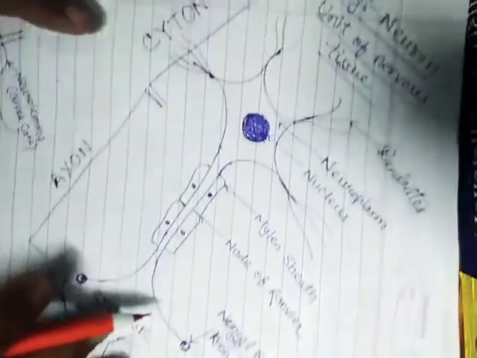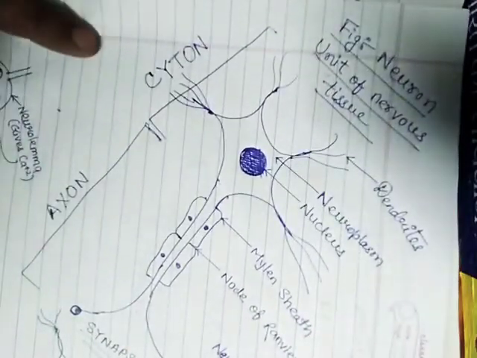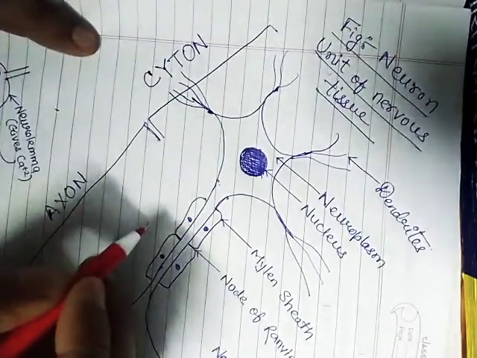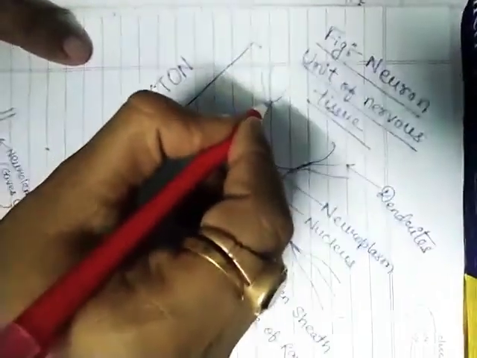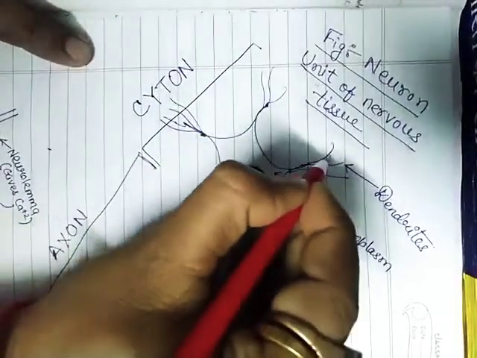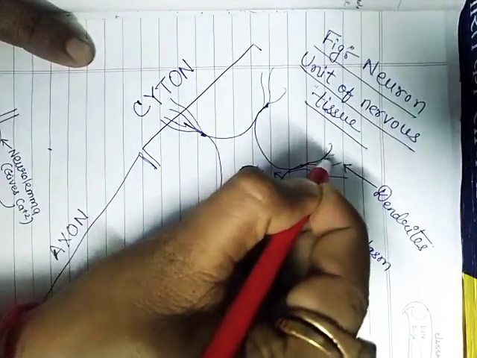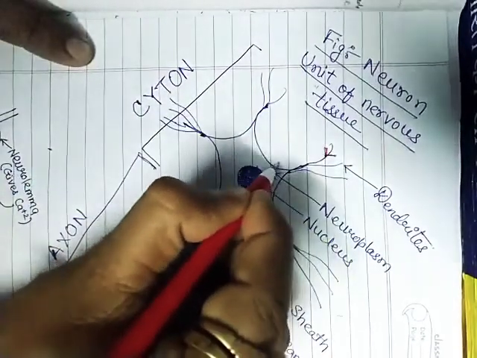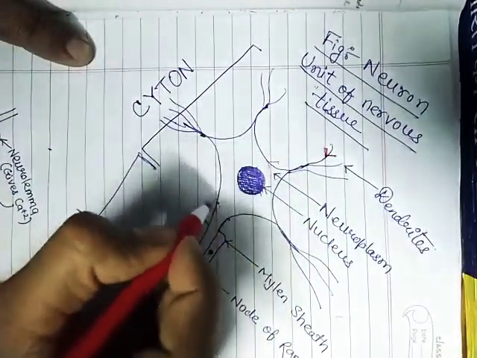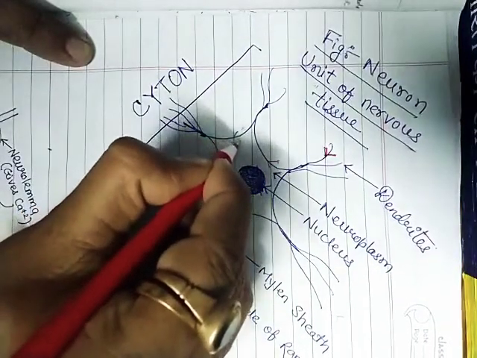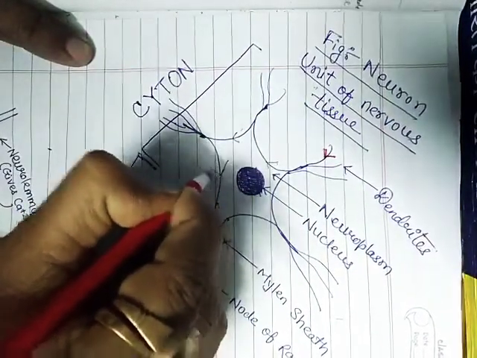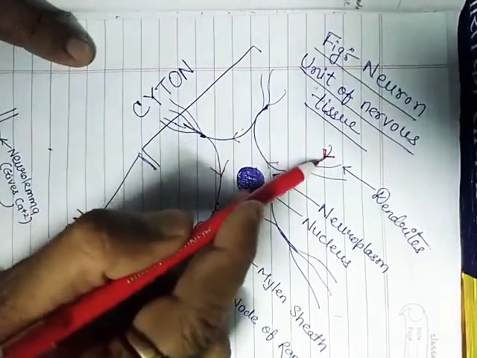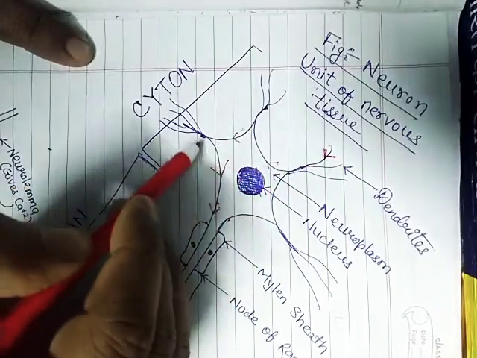Okay, now we will see how messages pass or travel in a neuron. The neuron receives messages from dendrites. Here the messages are in electrical form. It sends them like in this way. The message comes here in electrical form.